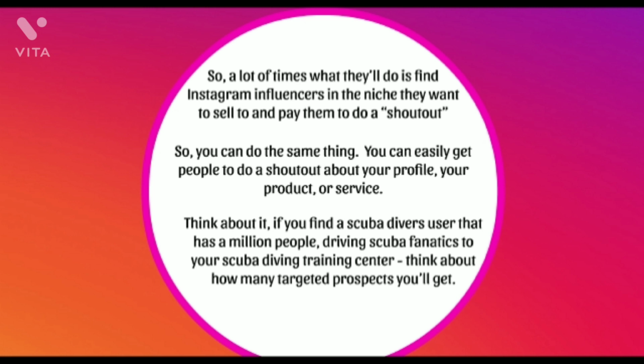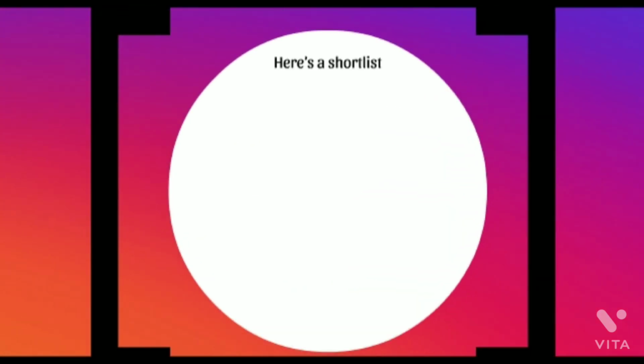So think about it. If you find a scuba diver user that has 1 million people driving scuba diving fanatics to your scuba diving training center, I mean, think about how many targeted prospects you're going to get, right? See how powerful this is? So let's talk about a short list of where you can go to actually do this. You can go to shoutcart.com and pay people money. The nice thing about this is you can come here, you can find people specifically targeting specific demographics and specific interests and specific hobbies. You can go to buysellshoutouts.com.